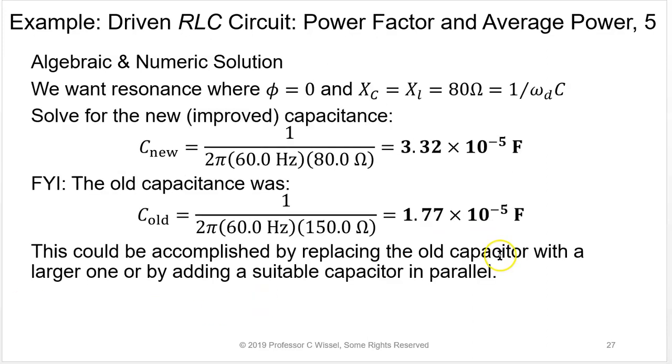Now, we want to get resonance. We want phi equal to 0, XC equals XL. And of course, XL is 80 ohms. We're not allowed to change L or anything else. The only thing we can change is C. So we would need to set XC to 80 ohms.